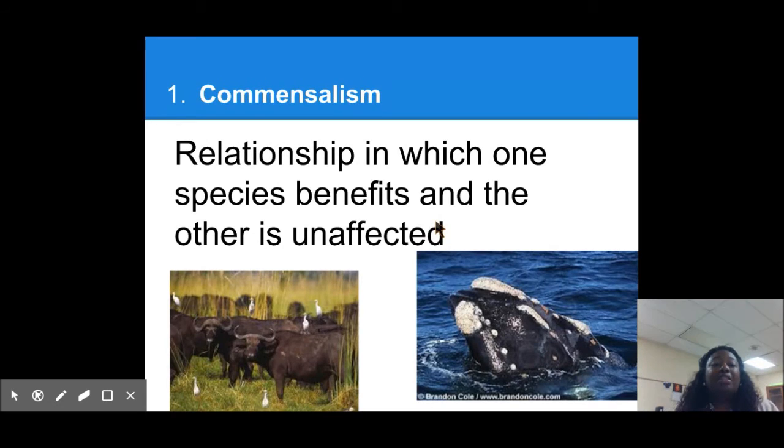So, commensalism is a relationship in which one species benefits and the other is unaffected. Okay, so here are two examples: the water buffalo, and I believe this is some type of whale.